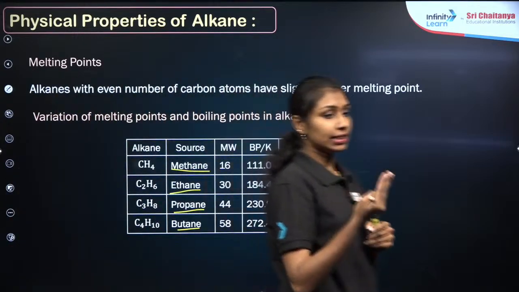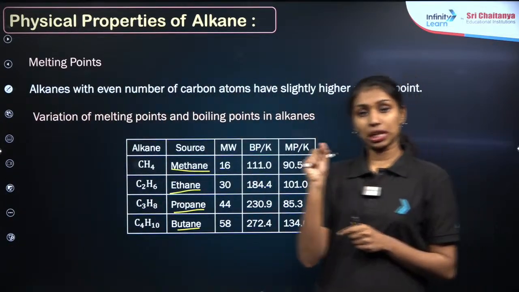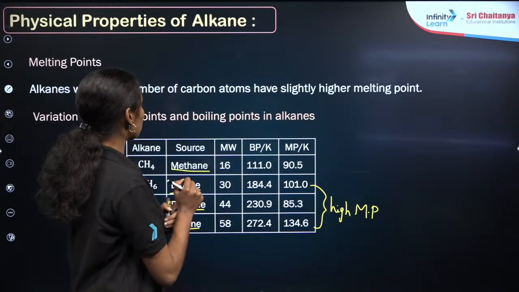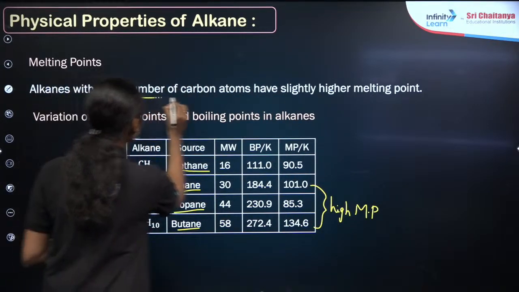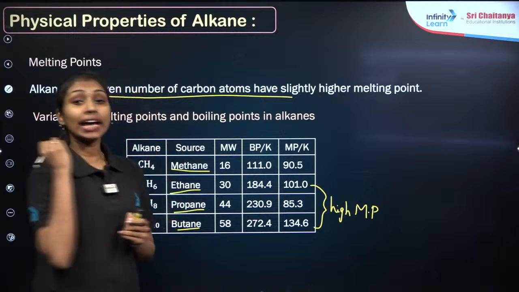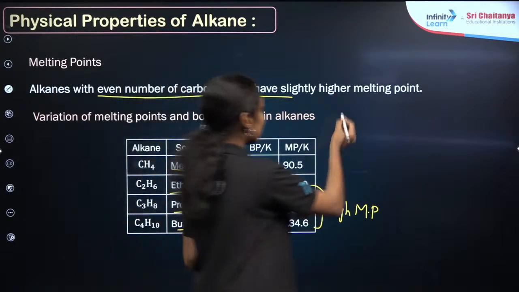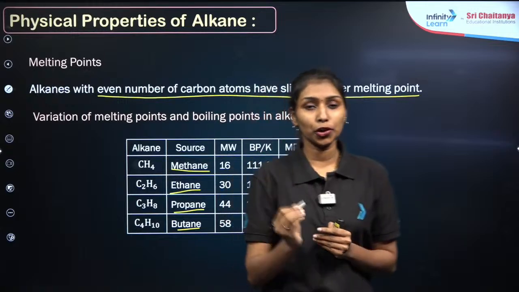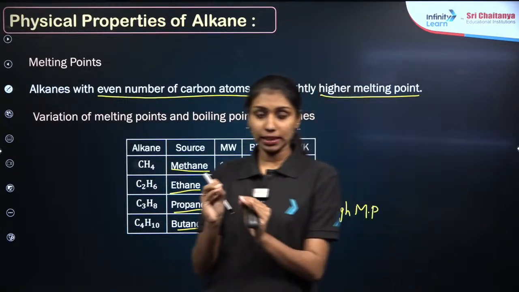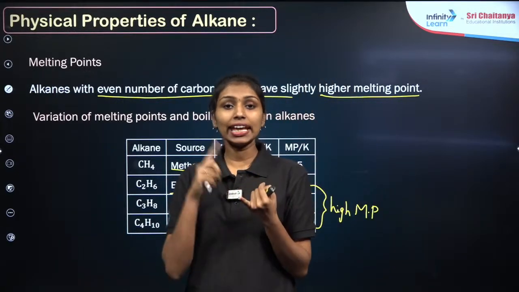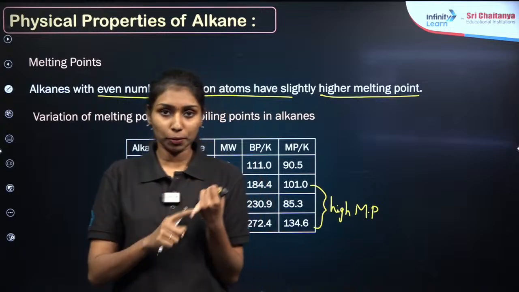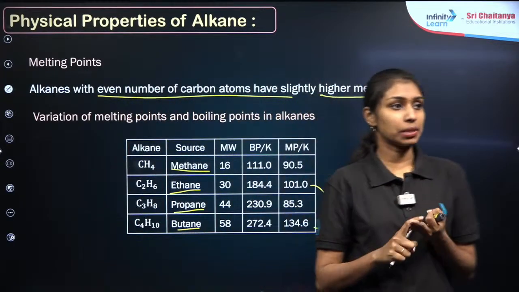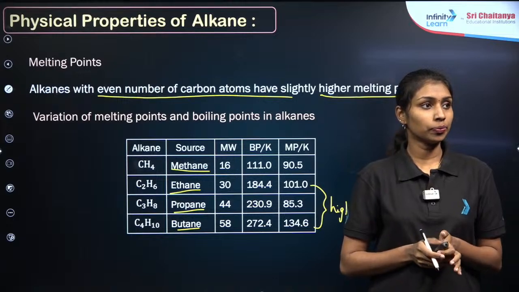So we can predict that any alkane containing an even number of carbon atoms has a slightly higher melting point. In terms of melting point of alkanes, we must remember that most alkanes having an even number of carbon atoms, starting from ethane, butane, hexane, will have a slightly higher melting point. Clear?